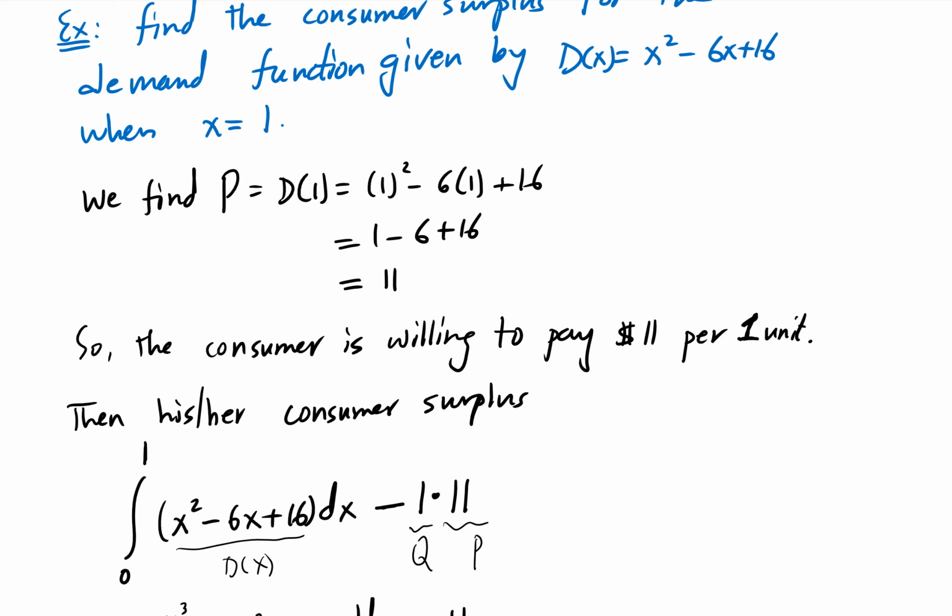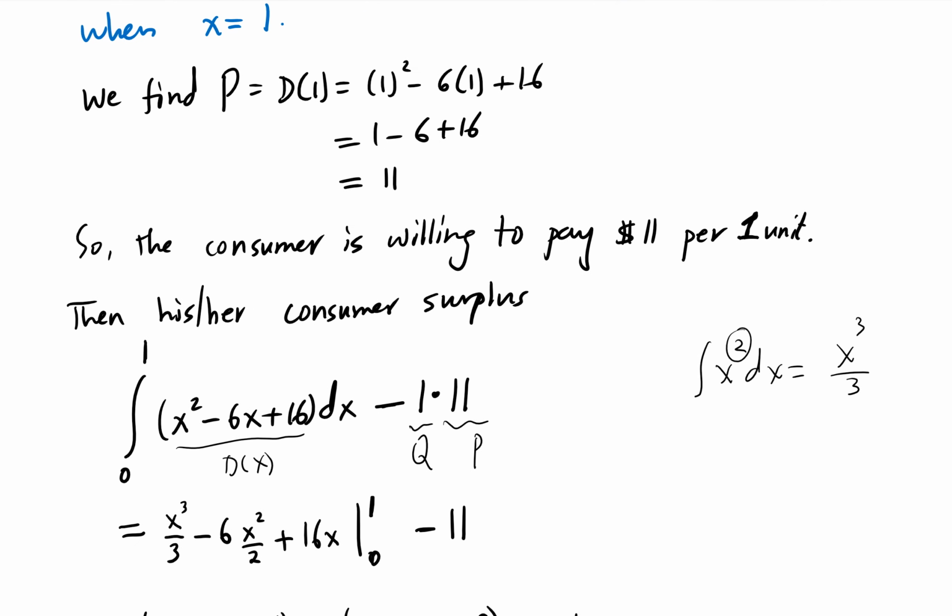And now we need to use what we learned before about how to do integrals like this. Just to remind you, that's called the antiderivative. If you want to find the antiderivative for something like x squared dx, you just add 1 to the exponent and divide by the same number. So that's what I did, x cubed over 3 minus 6, keep the 6 out. There's an x here, you add 1 to that, divide by the same number, so 16x, from 0 to 1, minus 11.